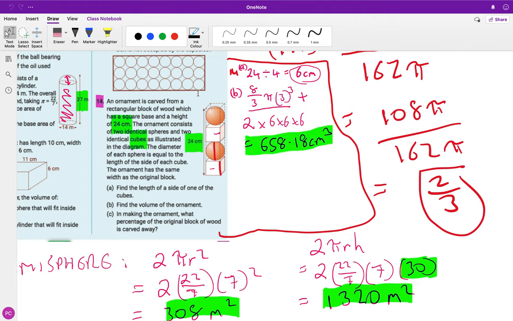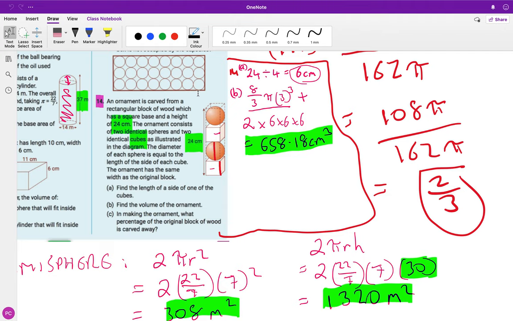Okay, last bit of this question. That's a tricky question, very tricky question. Last one: in making the ornament, what percentage of the original block of wood is carved away? Well, the volume of the original block is going to be, remember, length by width by height, the volume of a cuboid.